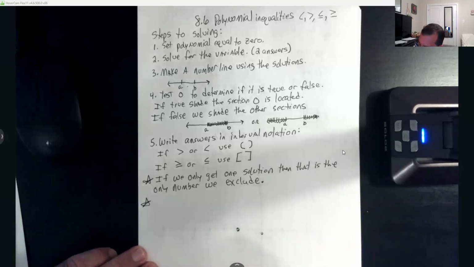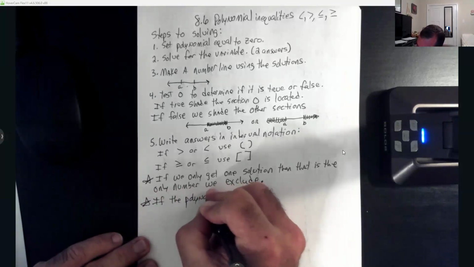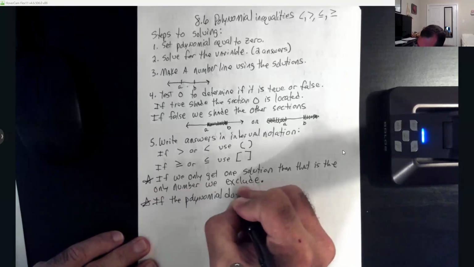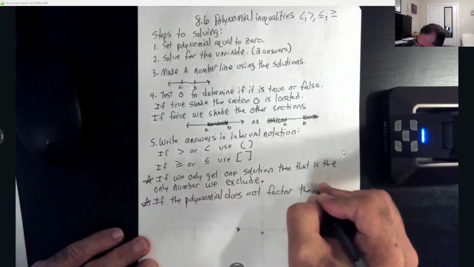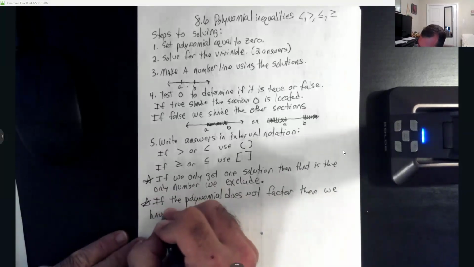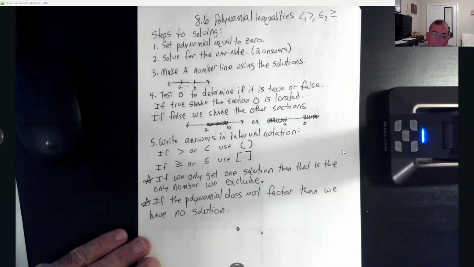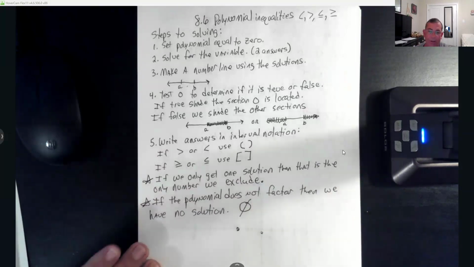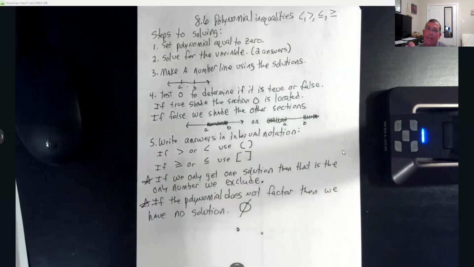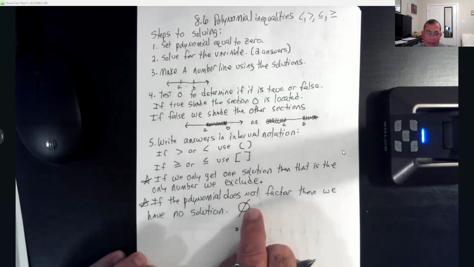Now there's another thing we got to worry about. If the polynomial does not factor, then we have no solution. Now, in MATLAB, no solution looks like a 0 with a line through it. And they'll actually have one of the buttons down there, like by the infinity. It'll have this. This is what we use for no solution in MATLAB, okay?